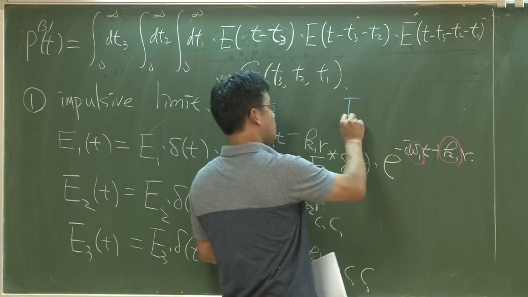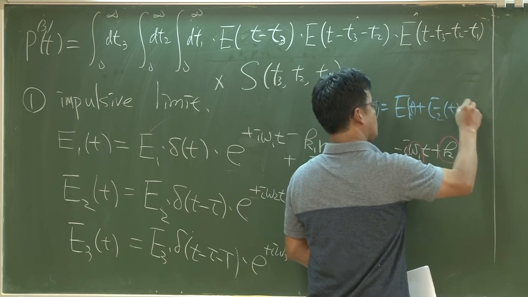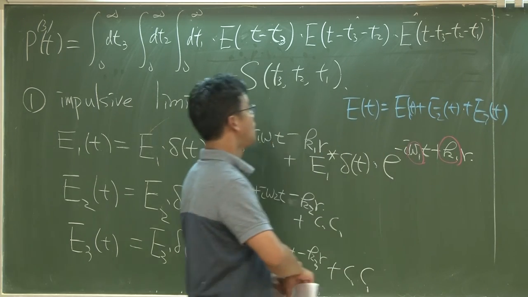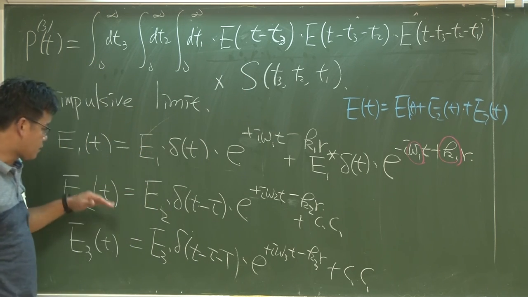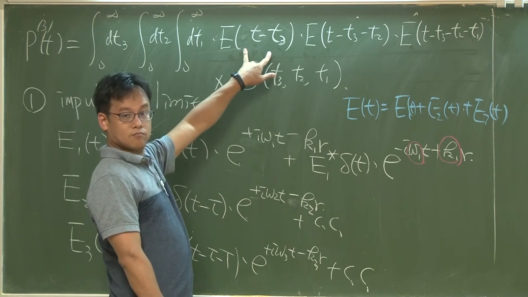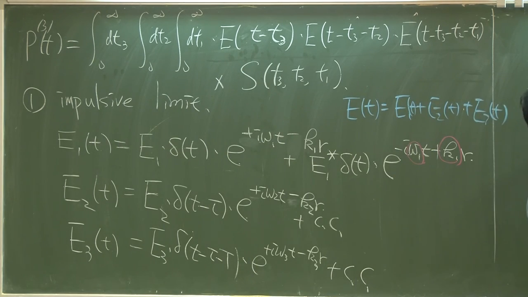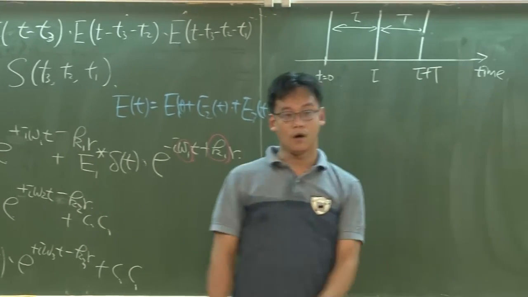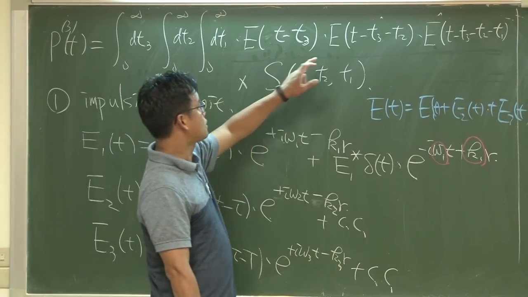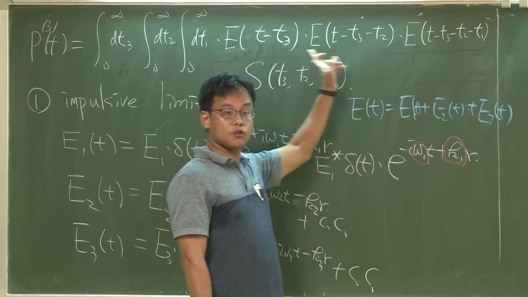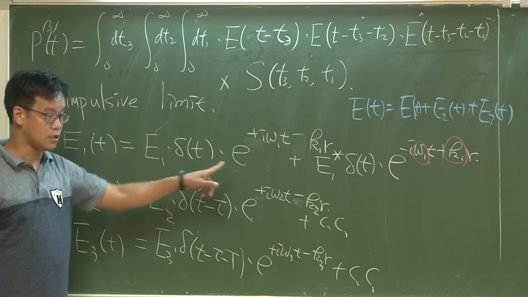Totally, E is E1 plus E2 plus E3. This is your pulse profile, total profile. It has three components, 1, 2, 3. But at this period of time, T minus T3, this is actually this time period, only this pulse will contribute. So forth and so on. So E2 contributes, E1 contributes. And each term now, only two terms will contribute, because now each one has two terms on.